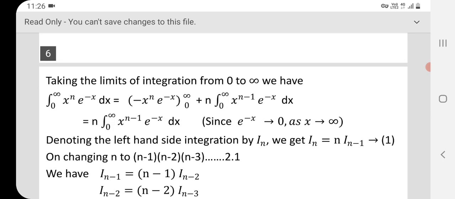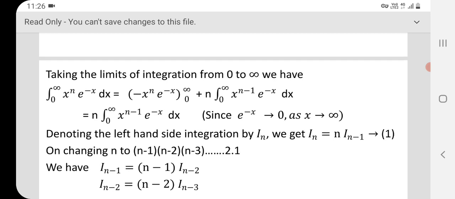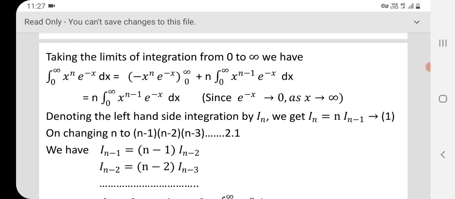Now if you look at the first term, as x tends to infinity e power minus x goes to 0, therefore the first term vanishes. The remaining is n into integration of x power n minus 1 into e power minus x with respect to x. Now we shall denote the left hand side integration by I n. We get I n equals n into, similarly, the right hand side becomes I of n minus 1. We call this equation number 1.